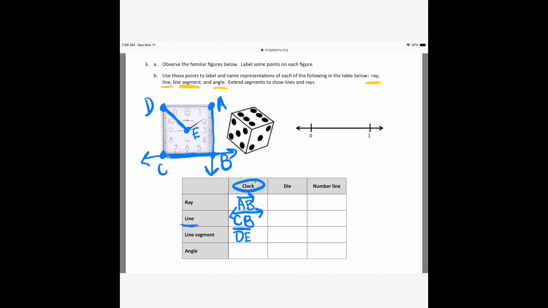And the last thing we have to do is create an angle. So I'm going to do angle CBA or ABC. And B has to be in the middle because it's the vertex. So I'm going to highlight this in a different color so you can see in just a second. So A, B, C. And B is that vertex. And we're going to write it down here as angle ABC.